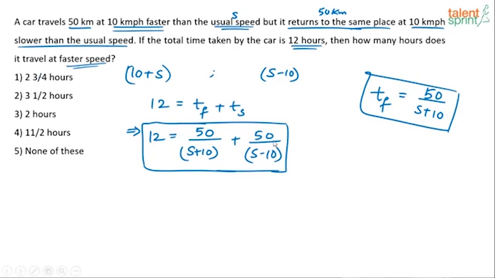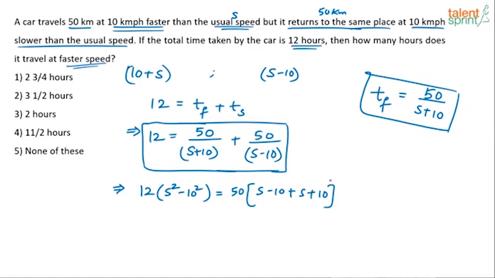Solve this equation for s. Very simple, right? Take the LCM in the denominator. I can directly write the next step: 12 into s squared minus 10 squared equals, if I take 50 common, s minus 10 plus s plus 10. In the denominator, we have s plus 10 into s minus 10, that will be s squared minus 10 squared, and that goes to the other side. So 12 into s squared minus 10 squared. But before it goes to the other side, this 50 will be multiplied by s minus 10 and this 50 by s plus 10. So if I take 50 common, we have s minus 10 plus s plus 10.